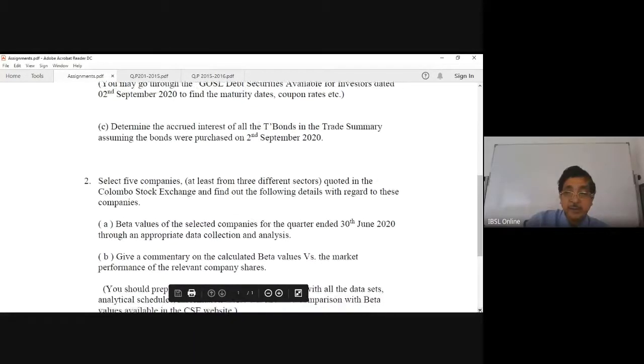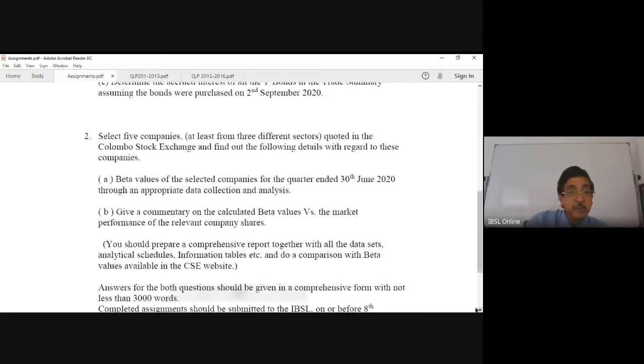And we go to the second question. There you have to select 5 companies, at least from 3 different sectors, quoted in the Colombo Stock Exchange, and find out the following details with regard to these companies. You need to have 5 companies, but those companies should be from at least 3 different sectors. So that means you can't select all the companies in one sector. That is what it means, right?